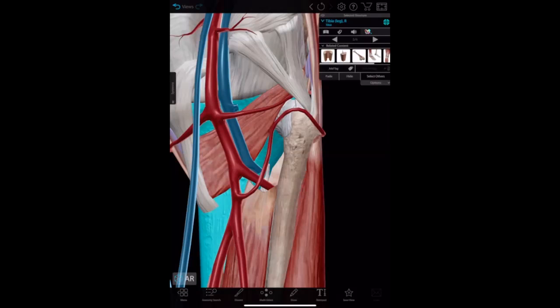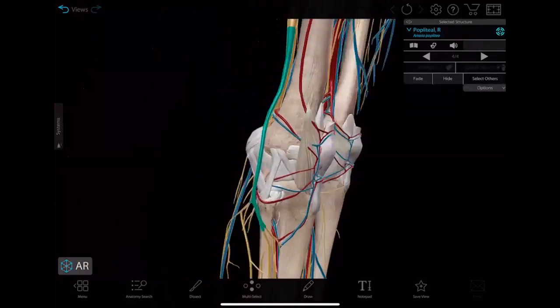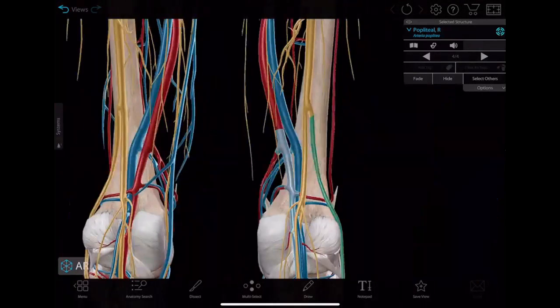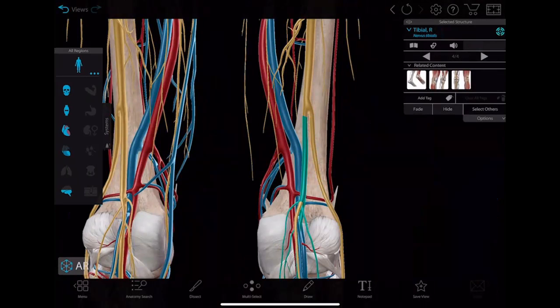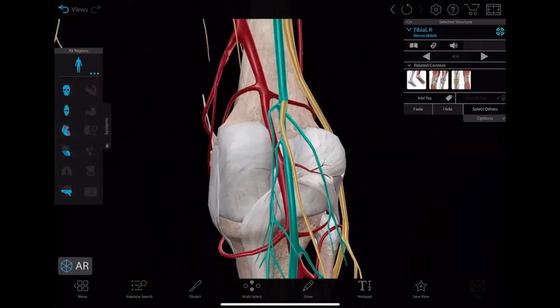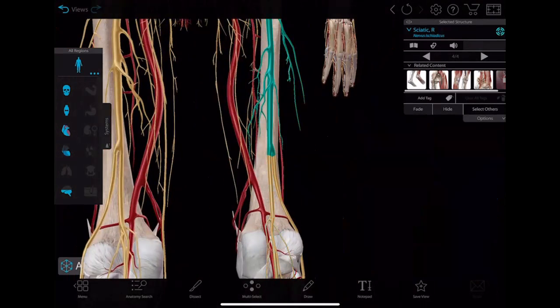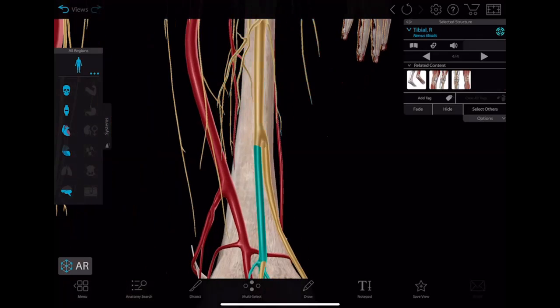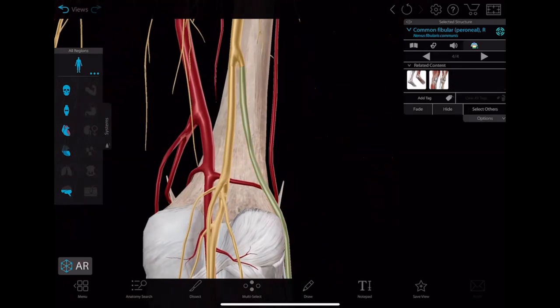You see, these are the nerves. This selected one is the tibial nerve, right? See, this is the popliteal artery, and this one is the sciatic nerve, which continues as tibial nerve in the popliteal fossa, right? And this is the common fibular nerve or common peroneal nerve, right?